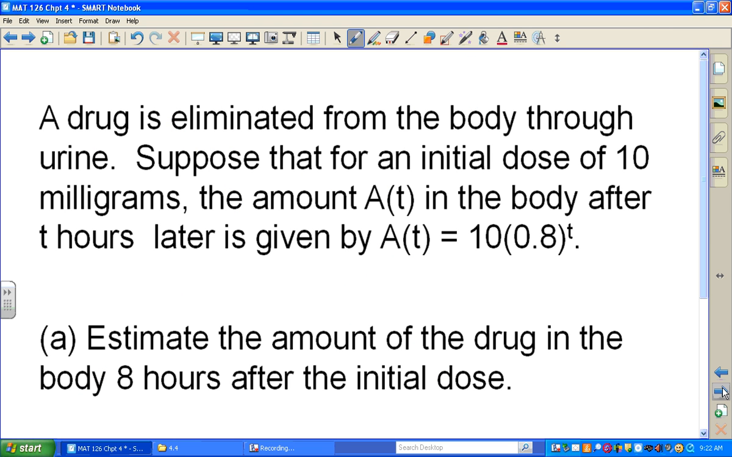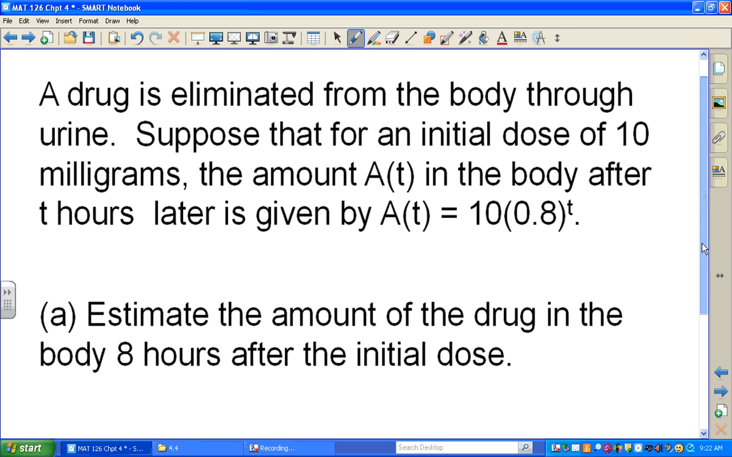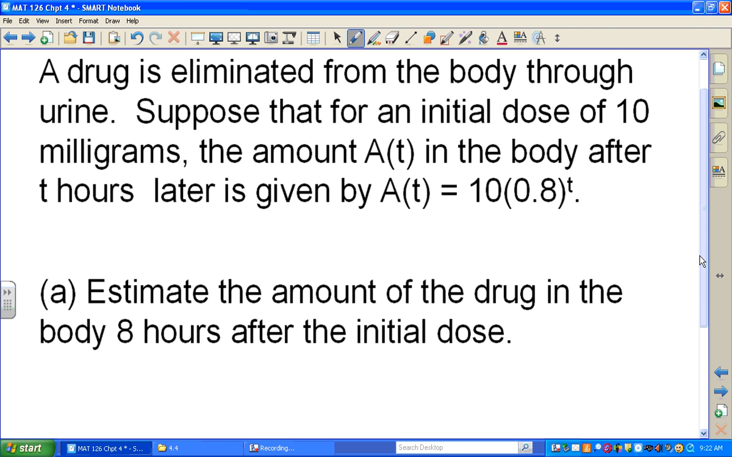Oh! Drug is eliminated through the body. Suppose the initial dose is 10 milligrams. Hey, look at all this. I mean, this is great stuff. Yeah. I love these questions. This is like true college questions. Give you a test about 15 of these.